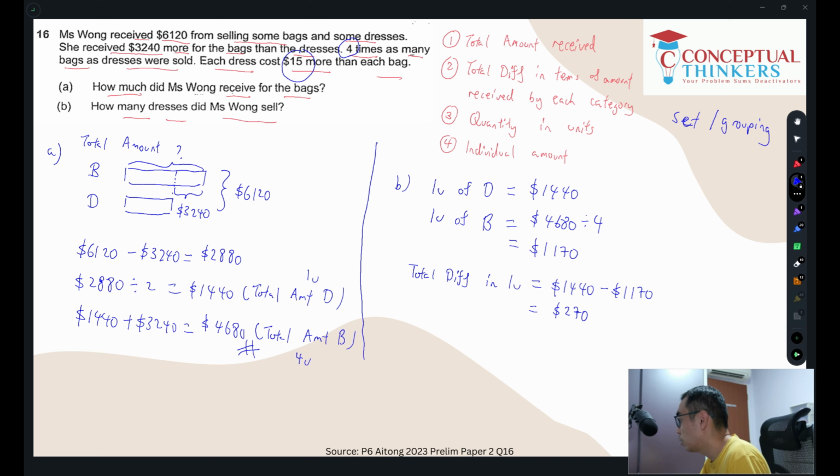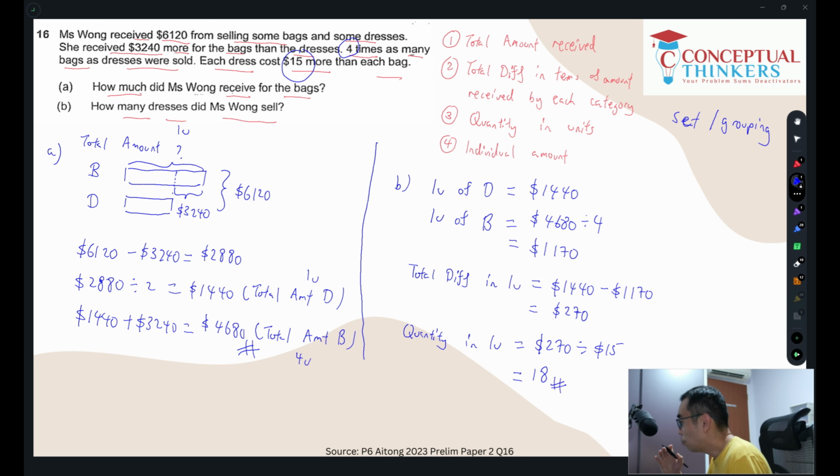So let's look at the quantity in 1 unit. What I'm going to do is take 270 and divide by $15. Now some students will ask me, why do I take dollars and divide by dollars? What I'm doing here is grouping. I see how many groups of $15 I can create from that $270. That will give me the quantity also. So I take 270, divide by 15, and I will get 18. Now if you look at the question, they are asking for dresses, and dresses is actually 1 unit. So that's why the answer will be 18.